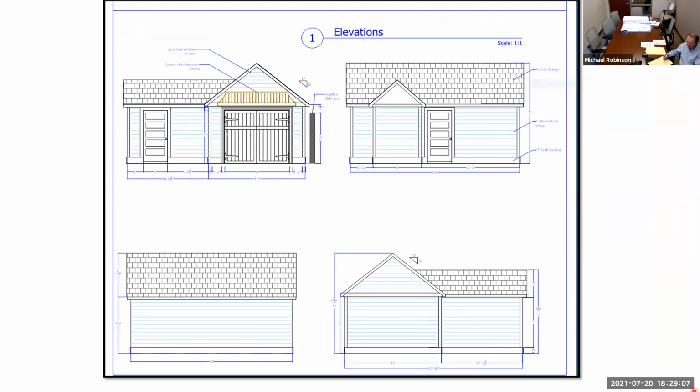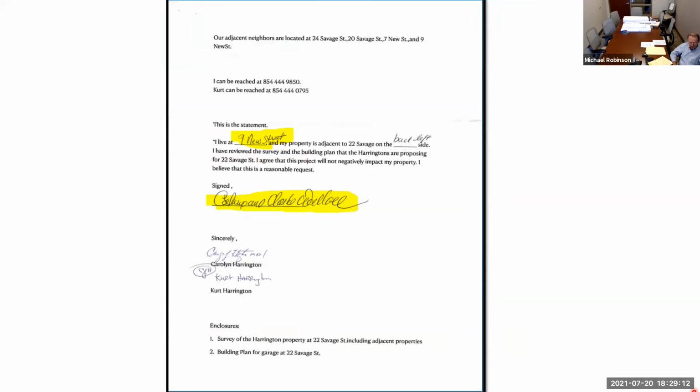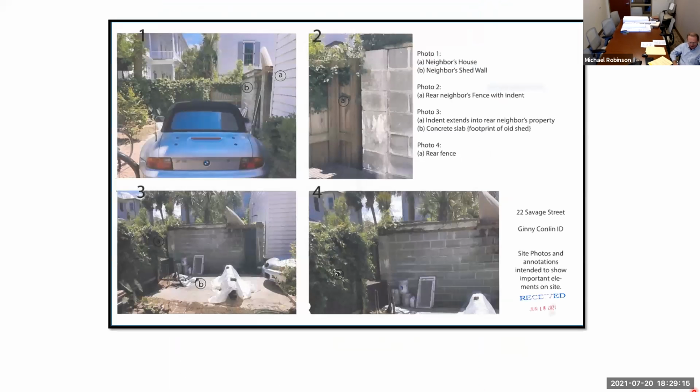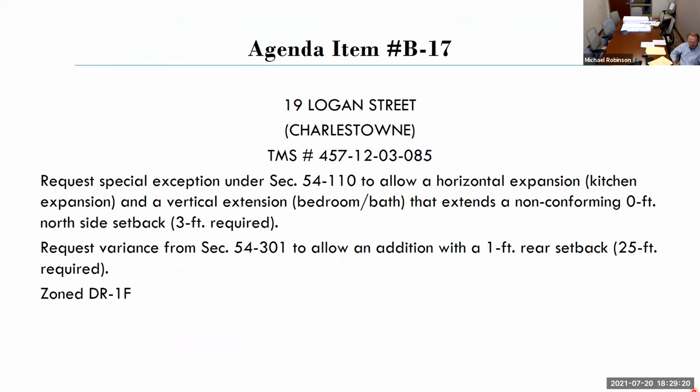Next item on the agenda, 550 Rutledge Avenue, has been withdrawn. Next is 19 Logan Street, Charlestown. Request a special exception under section 54-110 to allow a horizontal expansion, kitchen expansion, and a vertical extension, bedroom bath, that extends a non-conforming 0-foot north side setback, 3 feet required. Request a variance from section 54-301 to allow an addition with a 1-foot rear setback, 25 feet required, zone DR1F.